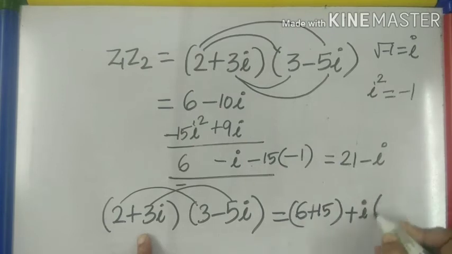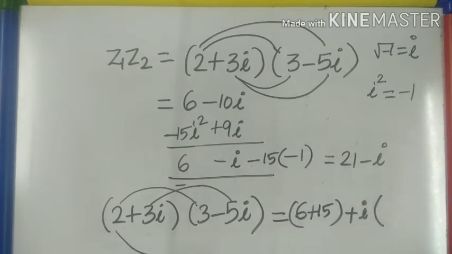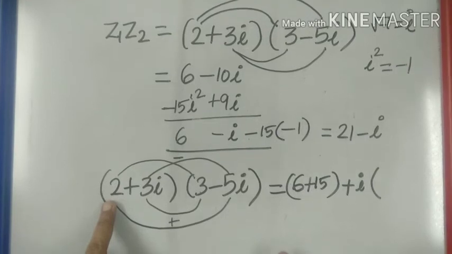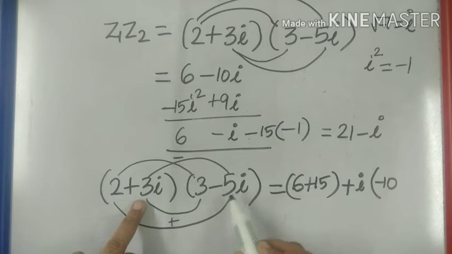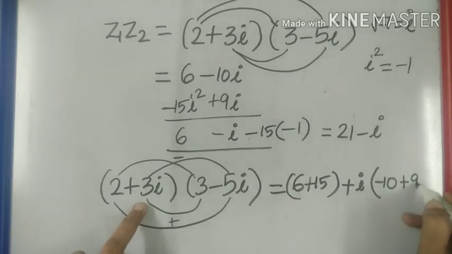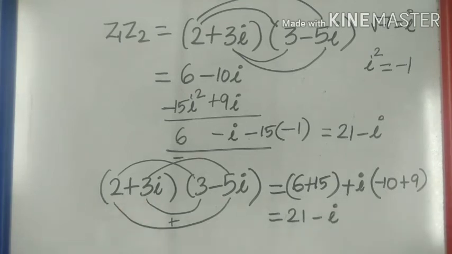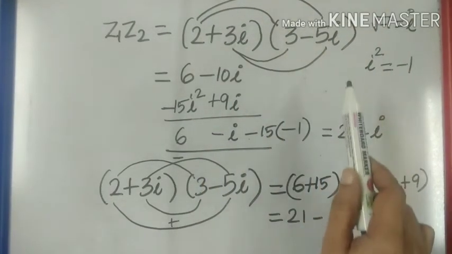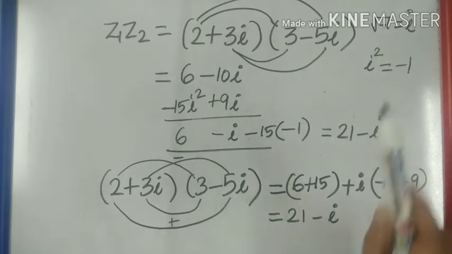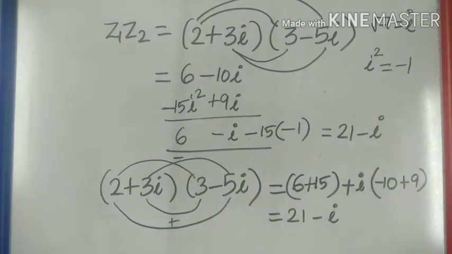Plus i into real and imaginary, imaginary and real. Real and imaginary, 2 into minus 5, minus 10. 3 into 3, 9. See what is my answer? 21 minus i. So whichever method is comfortable, you go with that. This is ordinary multiplication, what we do in algebra. Wherever i square is coming, put minus 1.